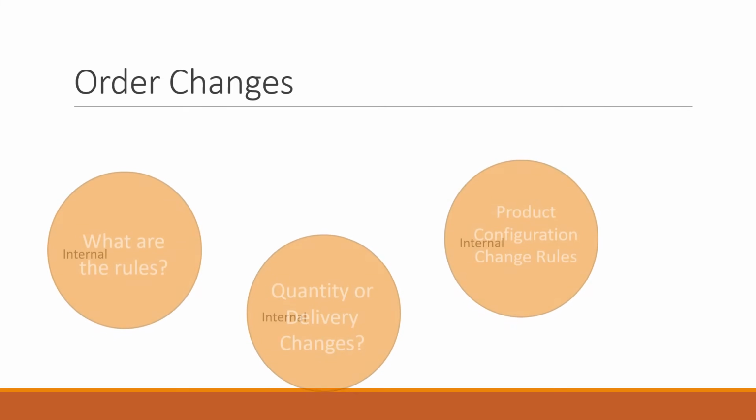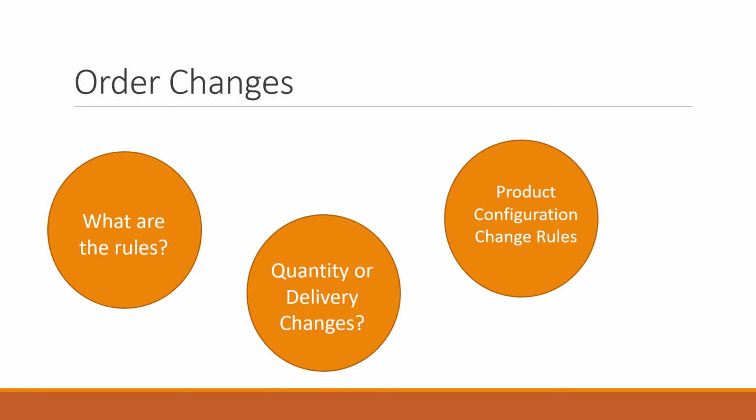So the next question is, what about your rules for order changes? What are your rules for changing quantity or delivery type? What are your rules for changing red instead of blue? Do you have to get a new set of approvals? Do you have to get order cancellation and reissuing? Or can you just change things on the fly? Those rules are up to you to set out and communicate somehow.